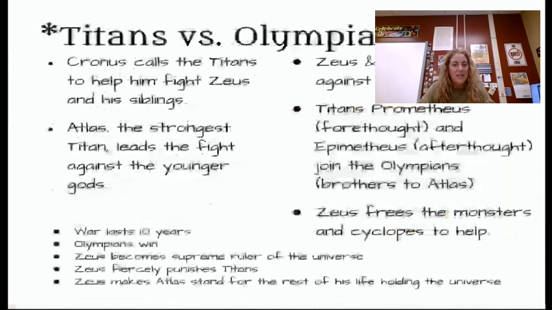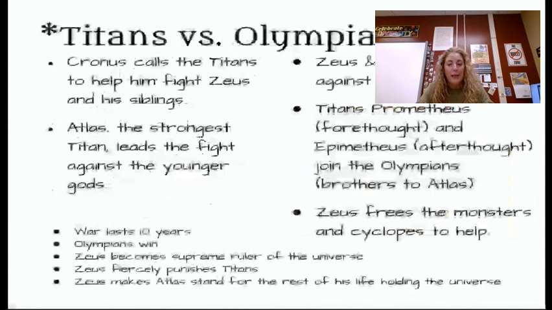Prometheus, who's a Titan, known for his forethought, and Epimetheus, afterthought, end up joining the Olympians. They're Atlas's brothers. They decide they don't want to fight for the Titans. They'd rather fight for the Olympians. So definitely the lines being drawn, and everyone who is able to fight is having to choose a side.